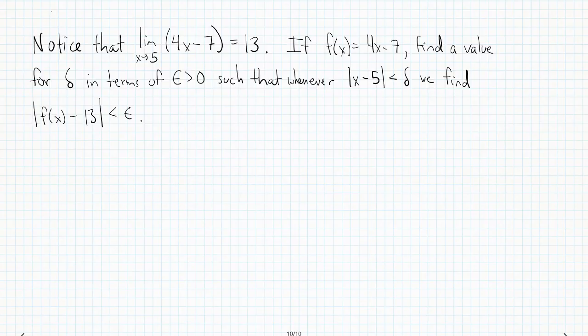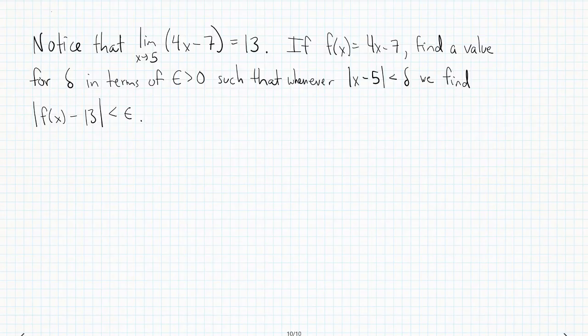I did not put any delta epsilon on this exam 1. But I'll give you an idea of how these things go. So notice that the limit as x approaches 5 of 4x minus 7 equals 13. If f of x equals 4x minus 7, find a value for delta in terms of epsilon, which is greater than 0, such that whenever the absolute value of x minus 5 is less than delta, we find the absolute value of f of x minus 13 is less than epsilon.